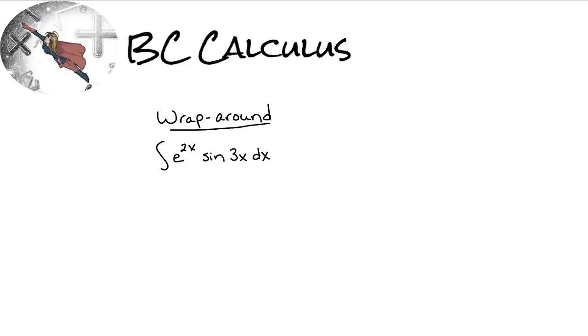So if we go about picking our u and our dv, if I follow the whole idea of LIPET, I don't see a logarithm, I don't see an inverse trig function, I don't see a polynomial. I do see an exponential, however, and that's followed by a trig function. So the exponential, e to the 2x, is going to be our u, and that leaves sine of 3x dx to be the dv.